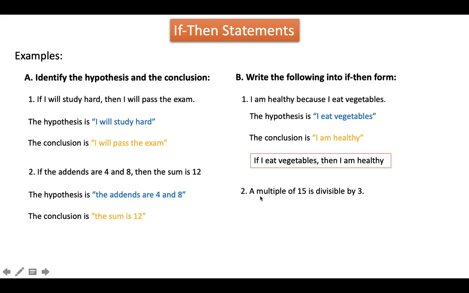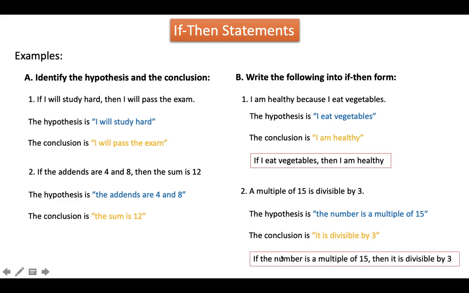Okay, given number 2, a multiple of 15 is divisible by 3. So our hypothesis here is a multiple of 15, or we can also rewrite this as the number is a multiple of 15. Then its conclusion is it is divisible by 3. So our if-then form is if the number is a multiple of 15, then it is divisible by 3. Okay, so the cause is multiple of 15, then the effect is it is divisible by 3. If it is a multiple of 15, it is always divisible by 3.